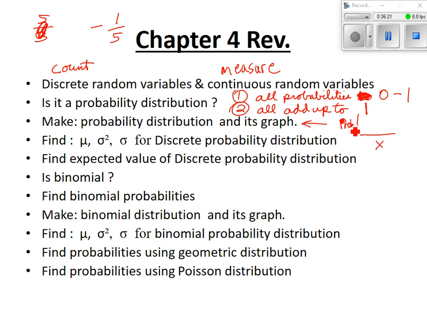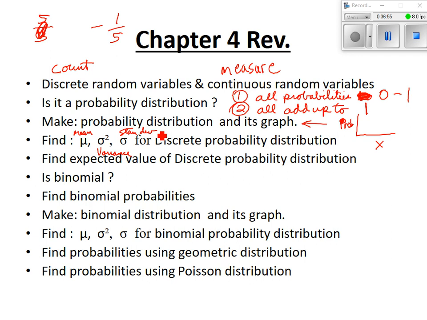Be able to find the mean, variance, standard deviation of a discrete probability distribution. I know you can't read any of that, but we probably want to write down those formulas, right? So let's find them here.